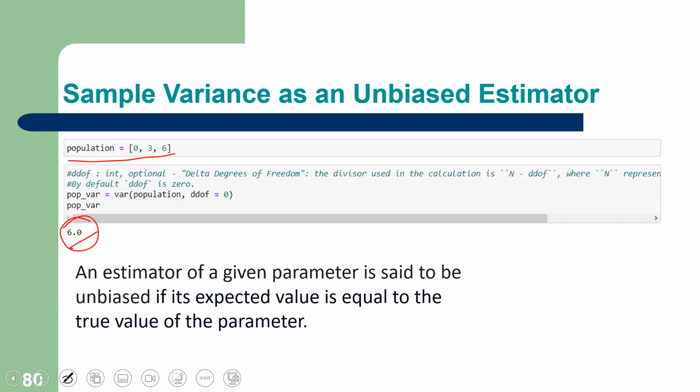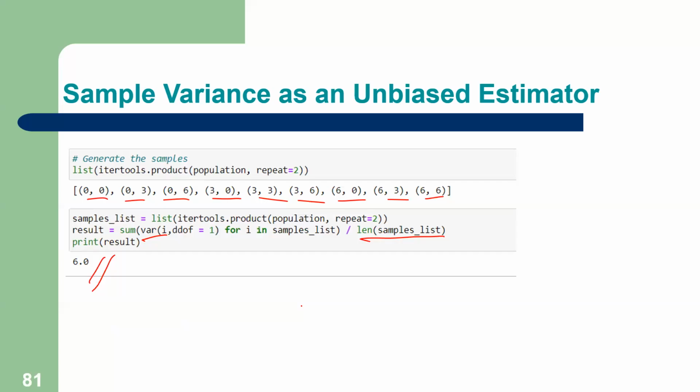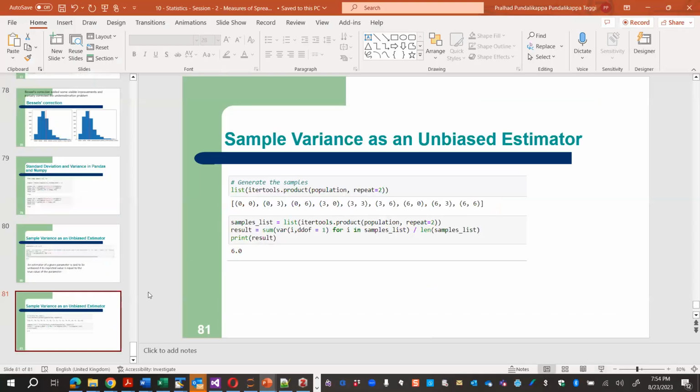That is the meaning of what we say: an estimator of a given parameter is said to be unbiased if the expected value, which we compute as the summation, is equal to the true value of the parameter. So again, both are equal. That is the reason we call the sample variance an unbiased estimator. This is all about the lab, where we discussed measures of spread and the lab activity also.